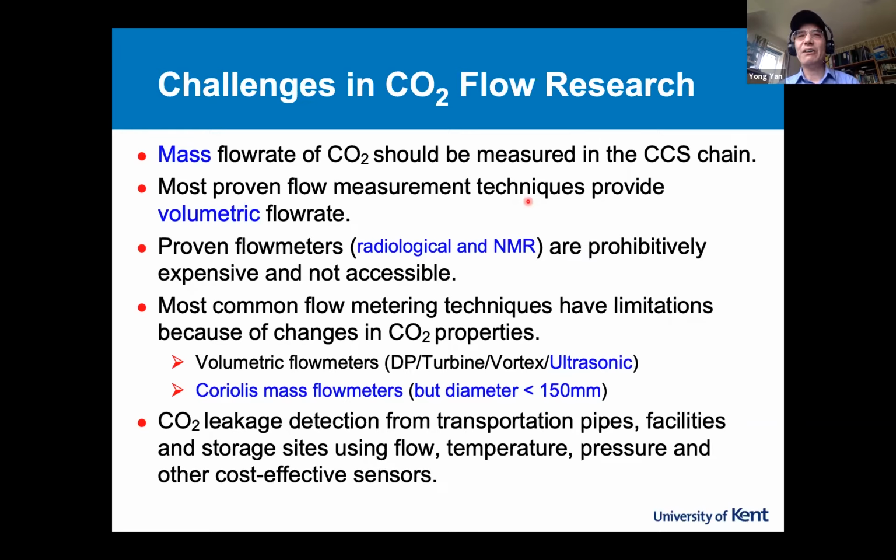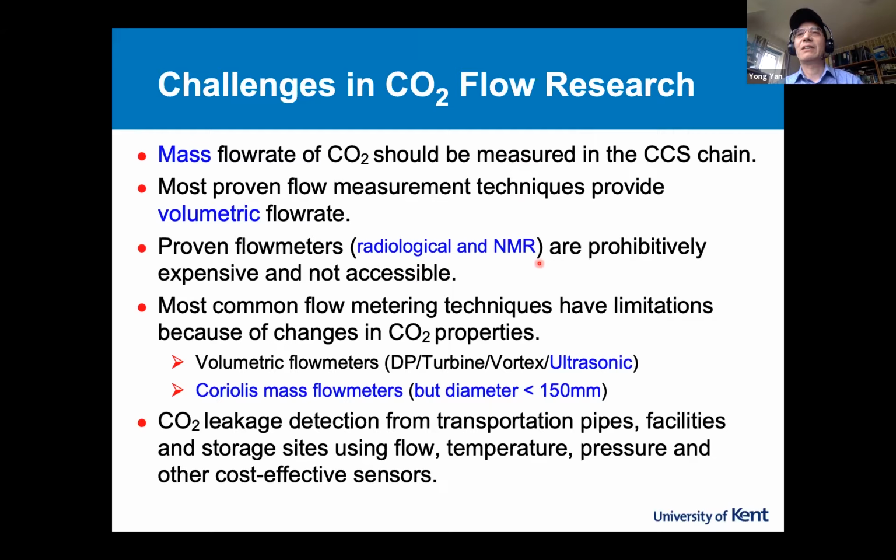There are good proven flow meters such as radiological systems or NMR, nuclear magnetic resonance instruments. They work okay. However, they are very expensive, in the range of £500,000 each. So they are not widely accessible, especially for CO2 emitters.